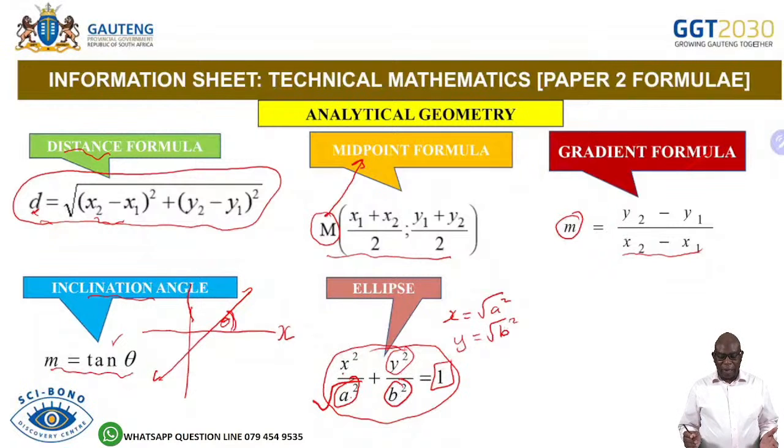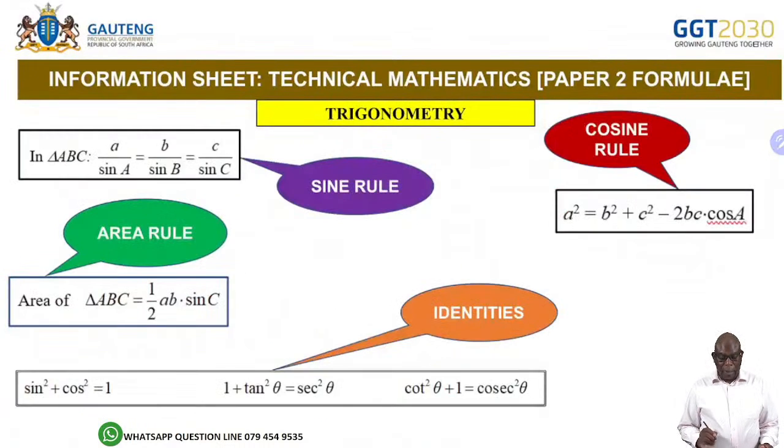Now this is the analytical geometry part. So in analytical geometry, these are the formula that we're going to be using. The other formula that we're going to be using in analytical geometry obviously will be the equation of the straight line: y equals mx plus c, or y minus y1 equals m open bracket x minus x1. So we need to also look at that formula.